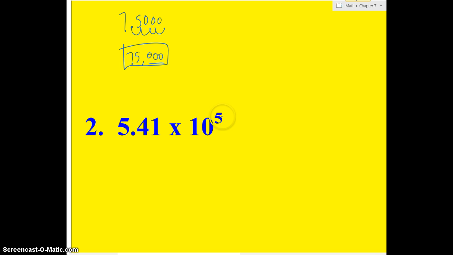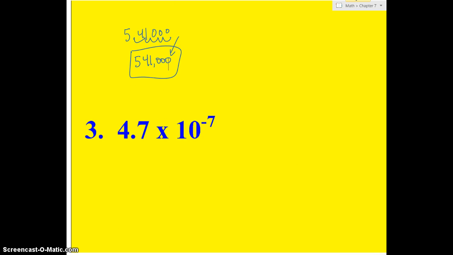5 is positive, which means this number is going to be greater than 1. So I take 5.41, I move it 5 spaces, 1, 2, 3, 4, 5. The empty spaces I fill with the zeros, and I have 541,000. Again, another way to think about that is I'm going to move it 5 spaces. 2 spaces are taken up by the numbers, and then I have 3 zeros left.